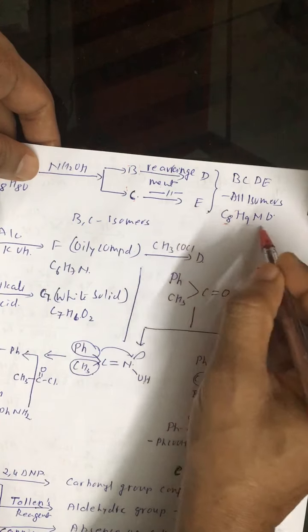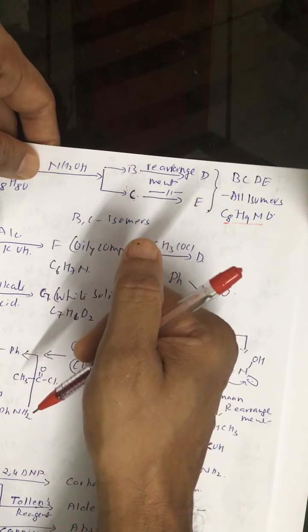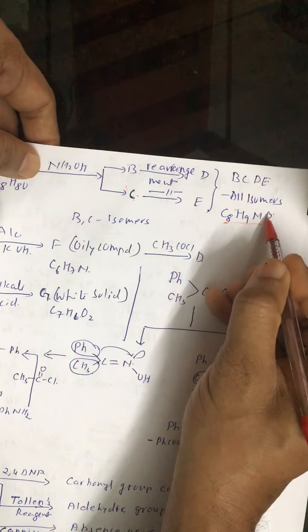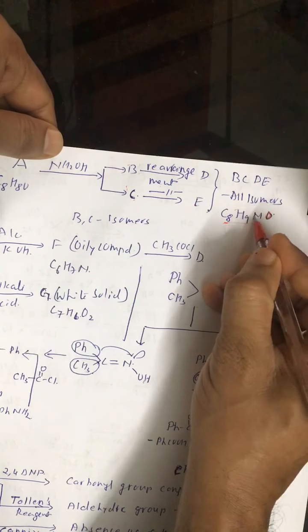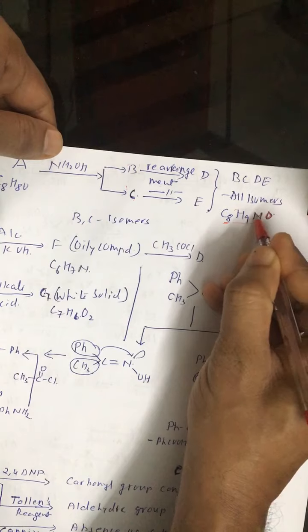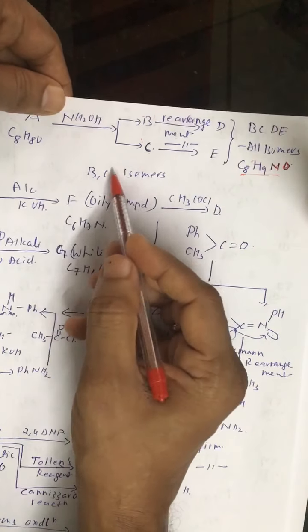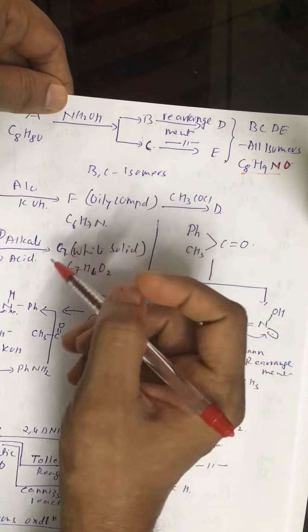And the molecular formula is C8H9NO. Not MO, it should be NO. Here it is already mentioned that B and C are isomers.